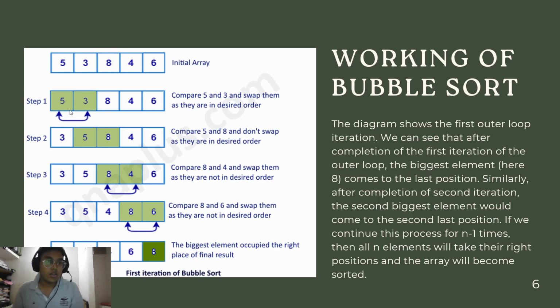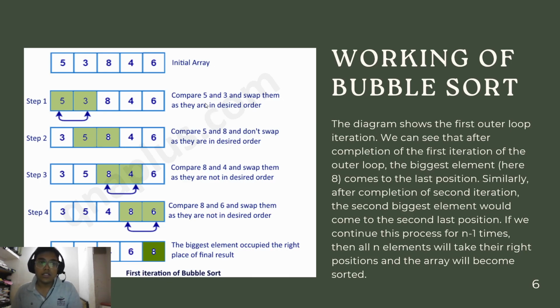If you go here, you can see this 5 and 3. In the first iteration, the value of A of i, starting from i equals 0, is compared with A of i plus 1. So here 5 and 3 are compared, and the one which is bigger is brought to the other side, and the lower one is brought to this side. So now 5 is here. In step 2, the 5 is compared to the next element. If it is not bigger, then there is no swapping done.